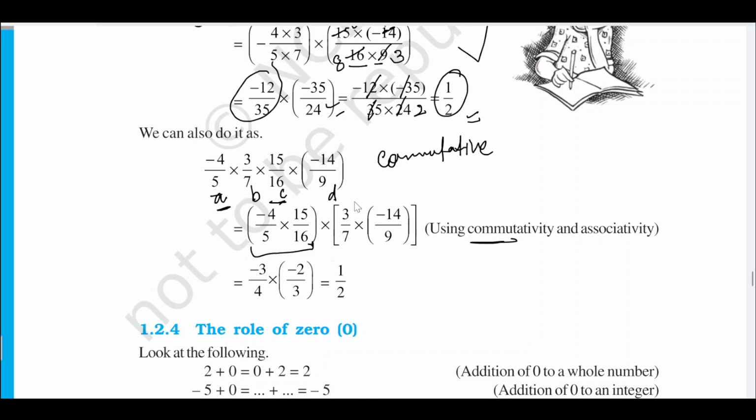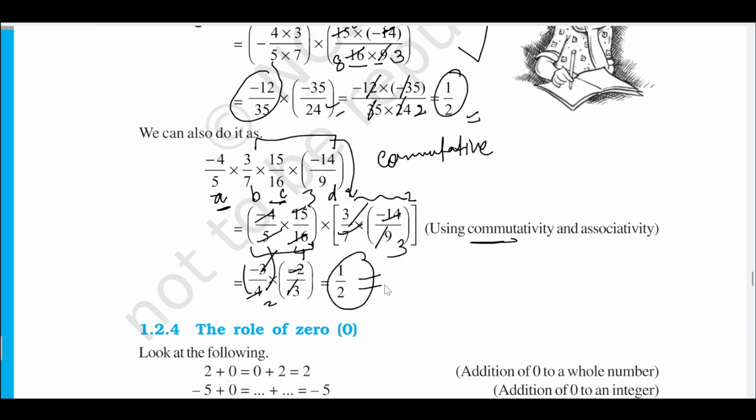So we grouped these two numbers here. Okay, we group them here. So this one and this one will cancel out. So simply we'll get minus 3 by 4 here, and 7 and 14 cancel out, and 3 cancel out. So minus 2 by 3. So we are getting again this one and this one will cancel out, and this one will cancel out.